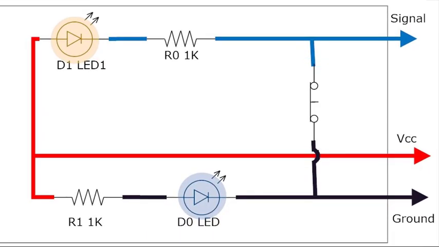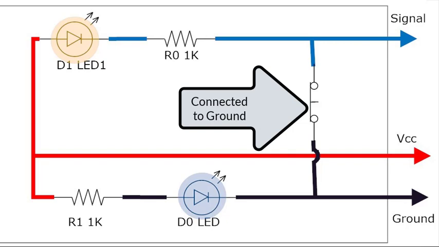Let's take a look at the schematic that has the button in the closed position. So there's nothing that changes on the D0 LED circuit. Everything remains the same, so the blue LED would be illuminated. The difference is that when I press the button, the yellow or orange LED, D1, illuminates.